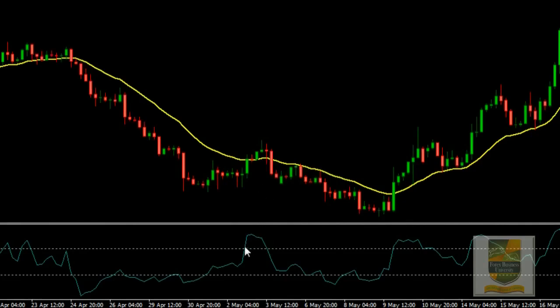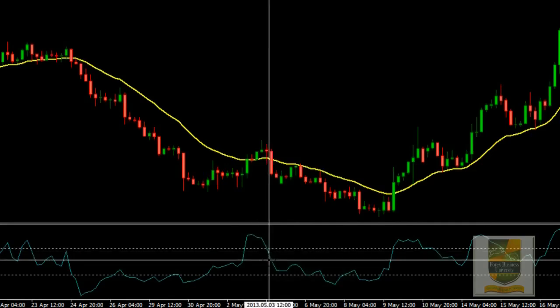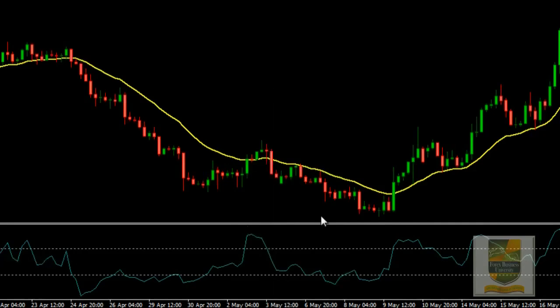Here we had the CCI on the tag moving into the overbought, which was even better. So we could have only waited for the CCI to cross back across the 100 area, which happened right here on this candle, and then we could have sold it.